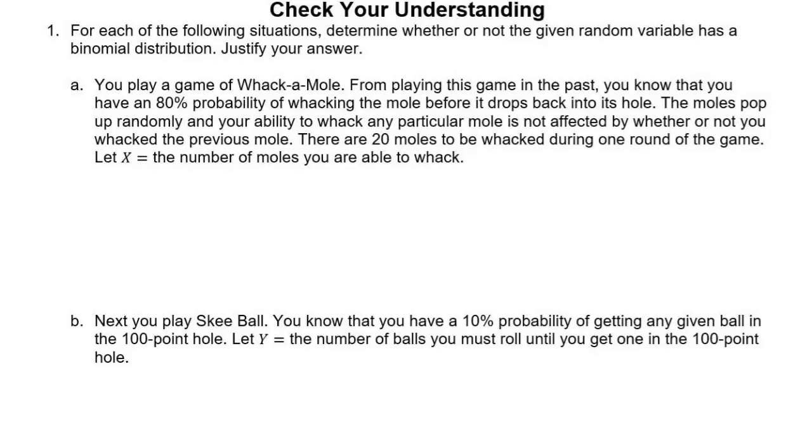All right, so there's two different settings here for number one. For each of the following situations, determine whether or not the given random variable has a binomial distribution. What are the four things we need to check? Or what's the acronym that we use to remember the four things we need to check?